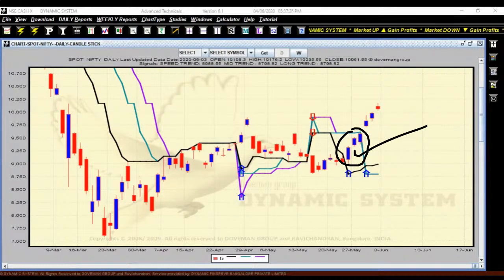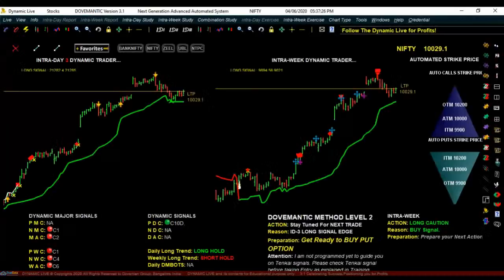Got it? So whichever stock or index you are planning to trade, when you look at the daily chart of that stock or index in dynamic system, and if it is in an in-between trend, then whatever trading opportunity you get here, if it tells you to buy a call option or a put option, for every trade you must check the Tenkai signal.